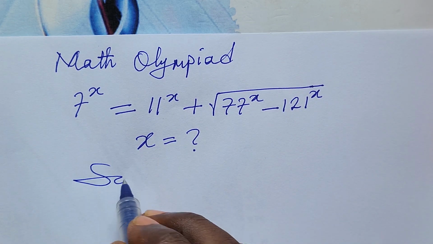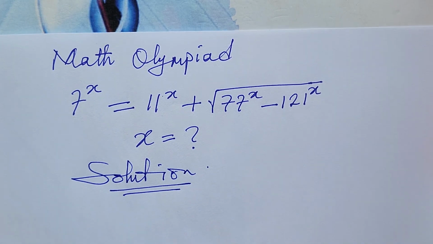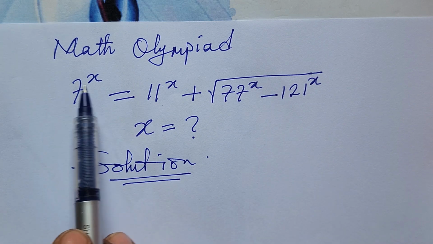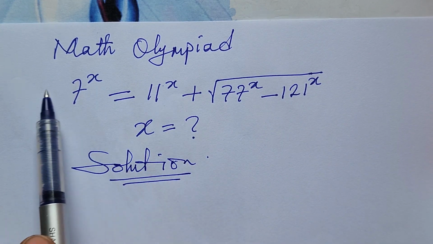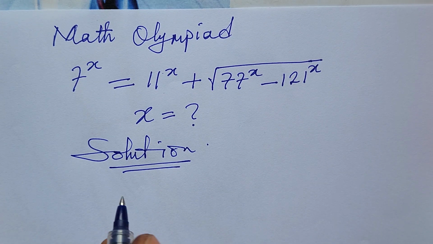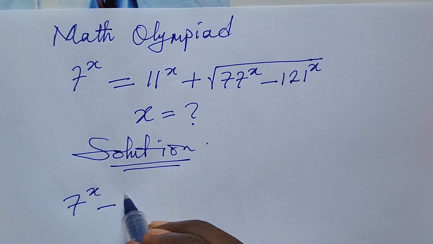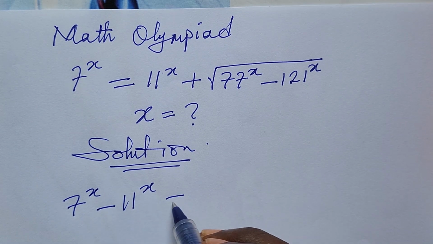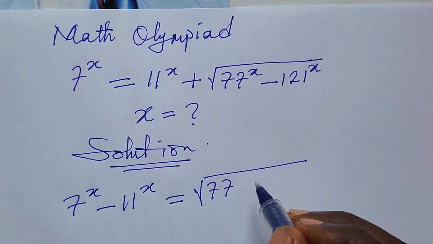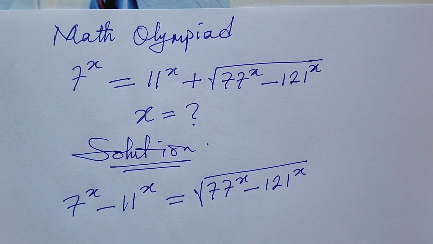So we take our solution. Good. Now look at this question here. Here we have a radical. This side we don't have a radical. So let's move this quantity to this side and leave this radical alone on the right hand side. So this is going to give us 7 to the power of x minus 11 to the power of x equal to the square root of 77 to the power of x minus 121 to the power of x.